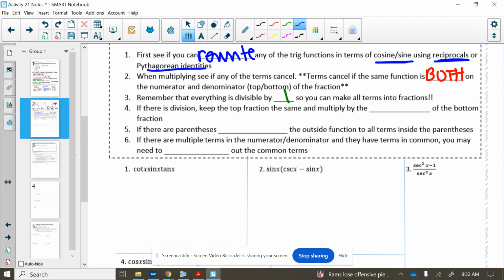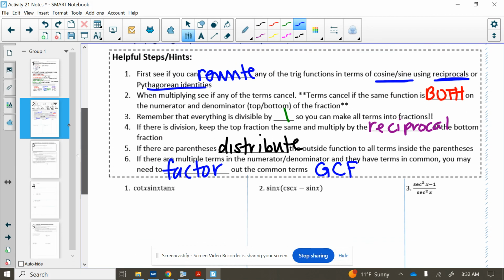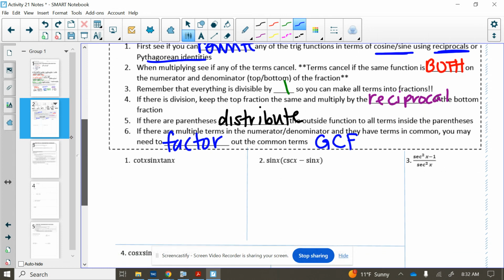If there is division, keep the top of the fraction the same and multiply by the reciprocal of the bottom to sometimes be able to make that into all the same fraction. We know if there are parentheses, sometimes it's helpful to distribute from the outside. And if there are multiple terms in the numerator and the denominator in common, you may need to factor out the common terms, aka think about greatest common factors, is a tip as well. Okay, so these are just some helpful tips to look over in case you get stuck on simplifying these.